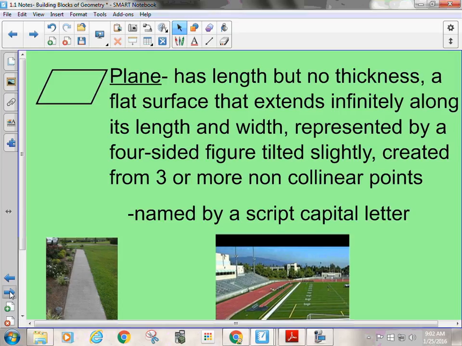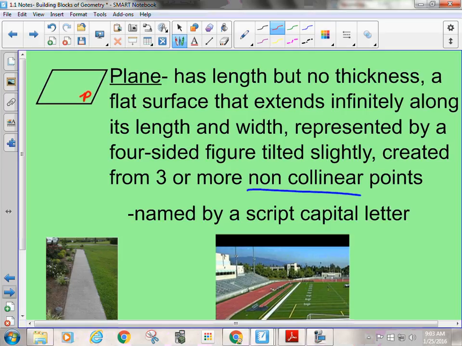All right, a plane has length but no thickness. It's a flat surface that extends infinitely along its length and width, represented by a four-sided figure that's slightly tilted, you see up in the corner there. It's created from 3 or more non-collinear points, and we're going to actually get to what collinear and non-collinear mean in a moment. So for a plane, we always use a parallelogram, a little slanted rectangle, to describe it when we show it in pictures. And it's named by a script capital letter. Okay, so it's kind of a cursive capital letter. You'll find it in the corner of it.